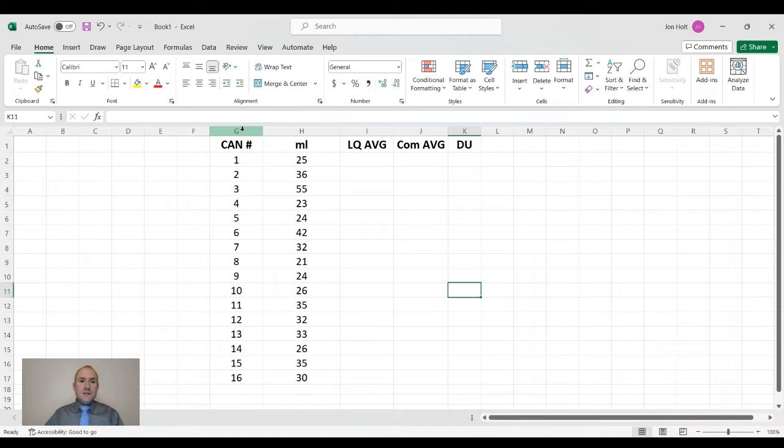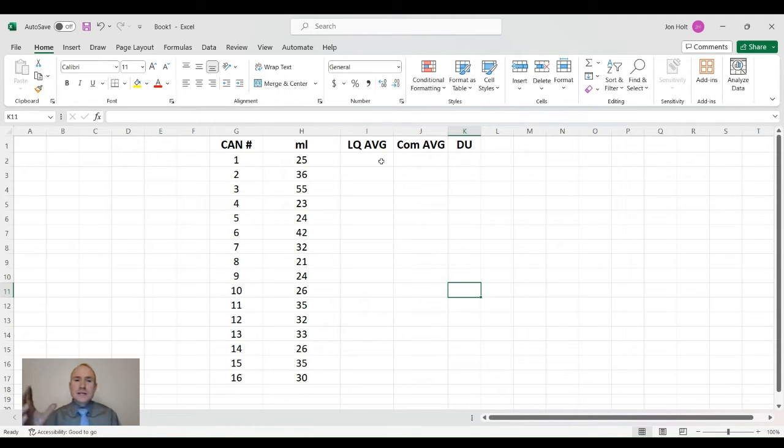Basically what we have here in this column is our can number for our catch can. We have 16 catch cans. In the next column we just have the milliliters collected per can, and that's what we're going to get started off with. So the first thing we need to figure out is, first of all, what is 25% of 16 cans? Well, that's 4 cans.